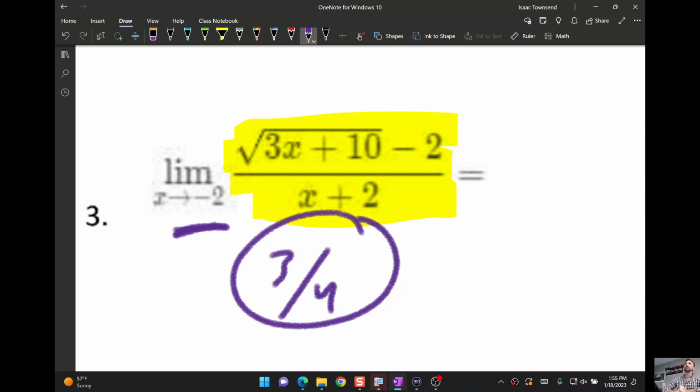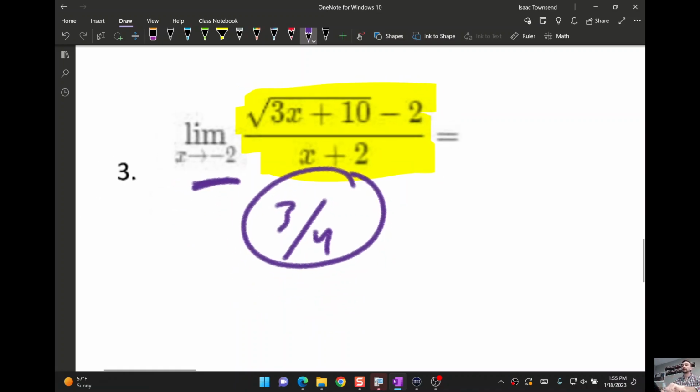So again, even though I've done lots of these and I felt confident that I could take some shortcuts, you can see that that did not work out for me.